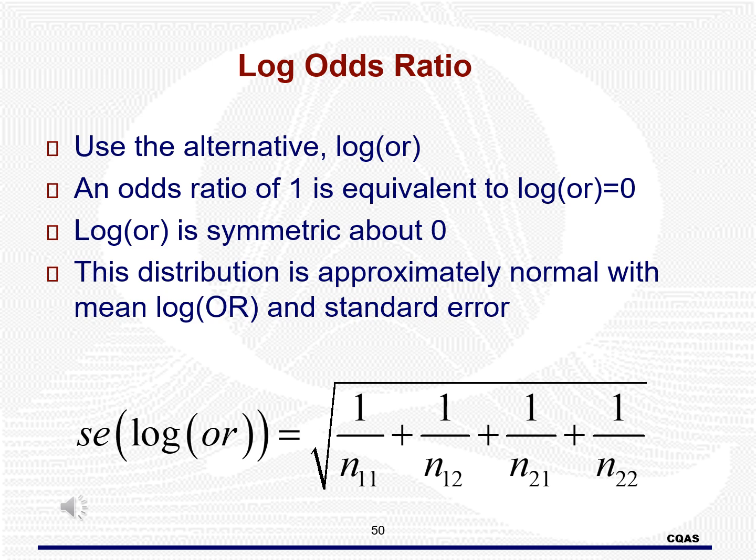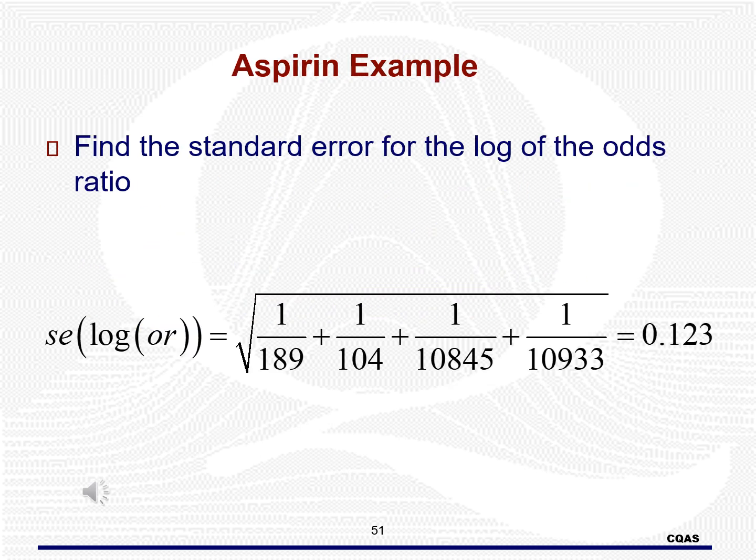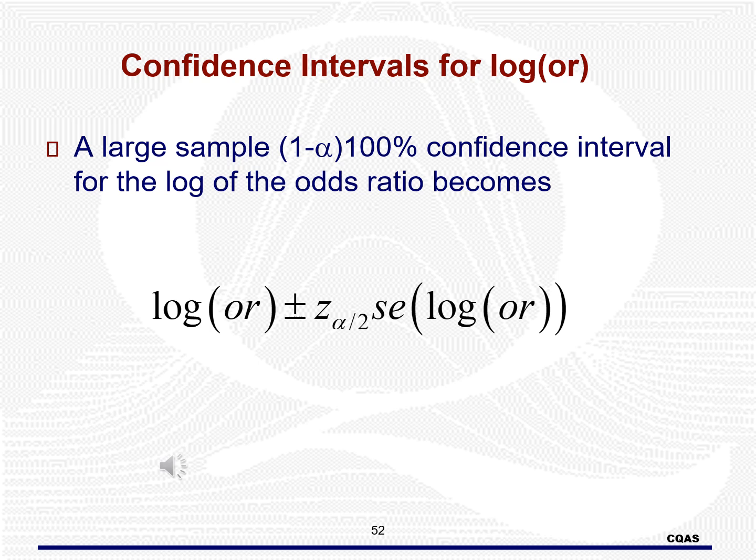The mean of this distribution is the log of the actual ratio and the standard error is given in the slide. Now let's find the standard error for the odds ratio from the aspirin example. To do this, we will plug in the counts from the table given earlier in the slide. This will give us the distribution, but what about inference? We can create a confidence interval for the log of the odds ratio based on the normal distribution. The formula for this is given in the slide.